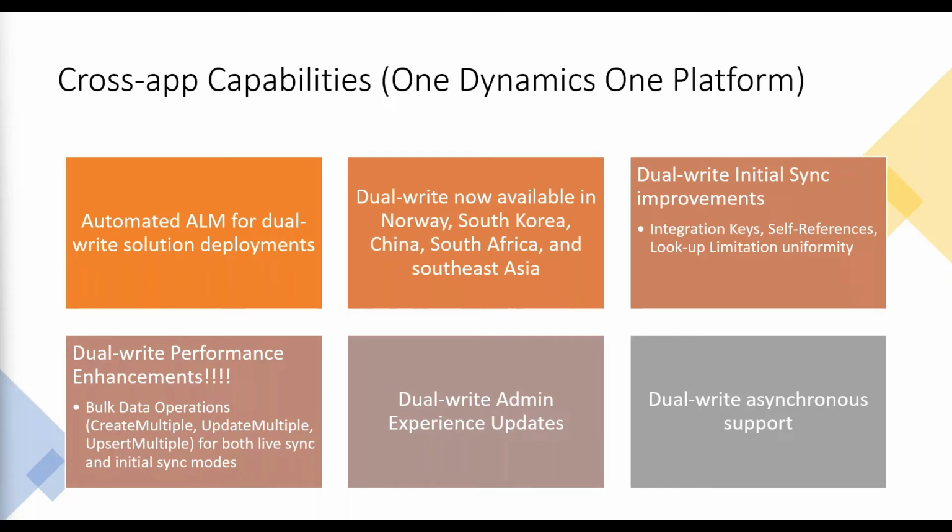OData has had it even in the OData standard, as I recall. This is something that's been there, and people always say OData is not a good way to integrate. Well, it can be if you actually have the bulk data operations exposed with it. So they are now exposing create multiple, update multiple, and upsert multiple for both the live sync and initial syncs that are occurring with dual write. So these bulk data operations should hopefully help streamline that performance when dealing with larger sets of records.